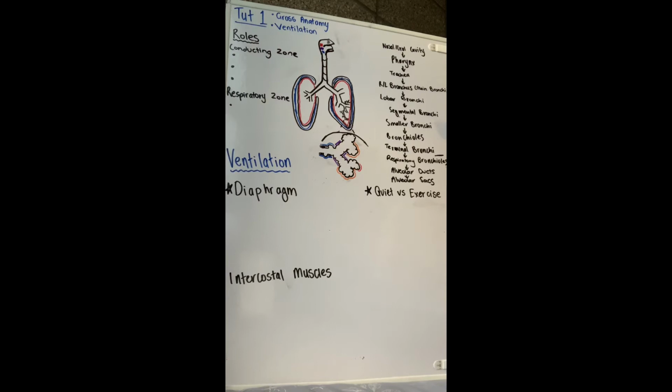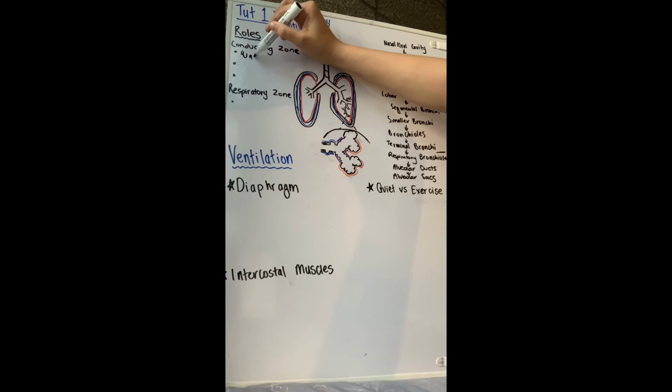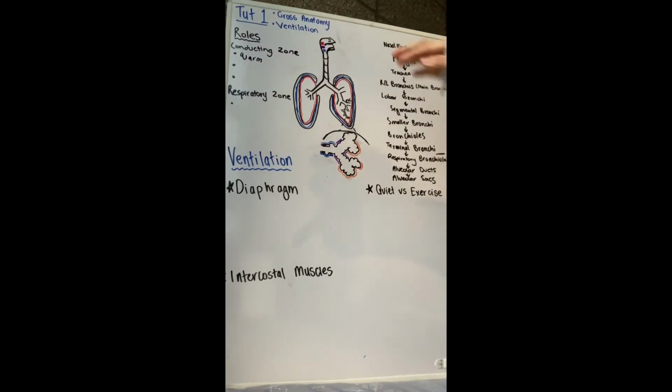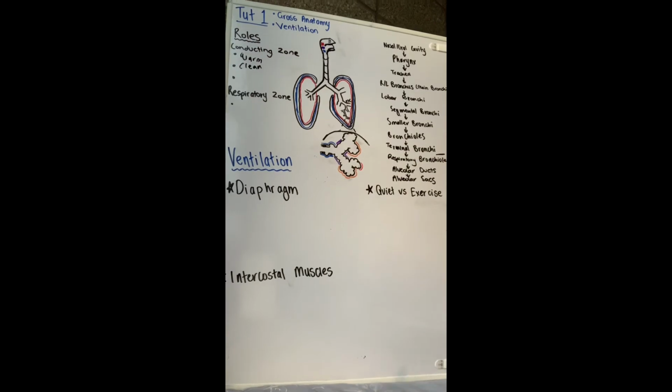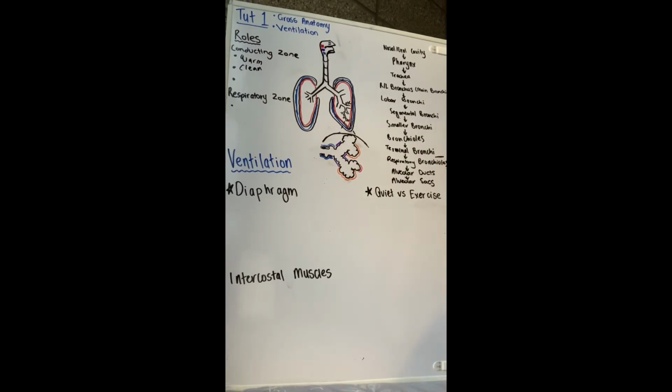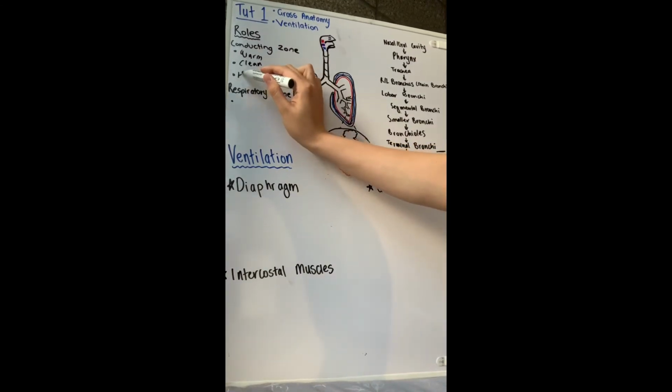The conducting zone, so everything above this line, has different roles to the respiratory zone. So if we go over here, we know that the conducting zone has to warm the air, and that's done by the blood supply which surrounds this airway. It also needs to clean the air, because if you imagine breathing in lots of dust particles or like some type of bacteria or virus, you don't want that getting into your alveoli because that can basically go straight into the blood.